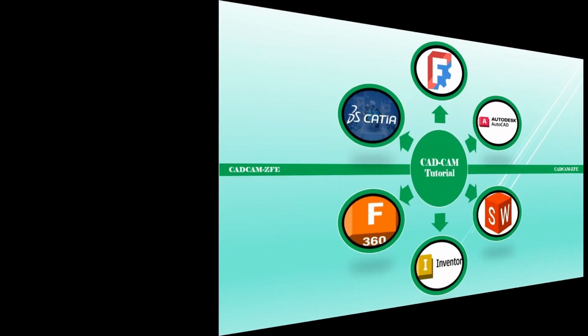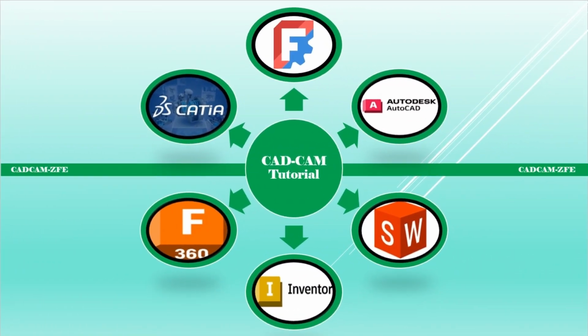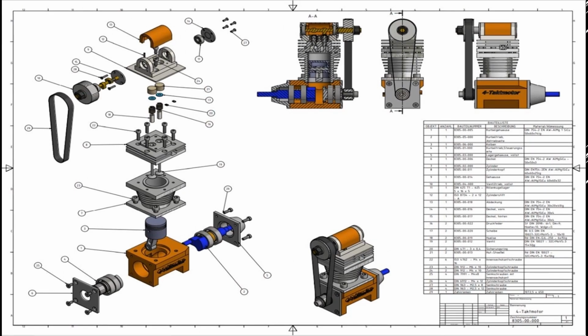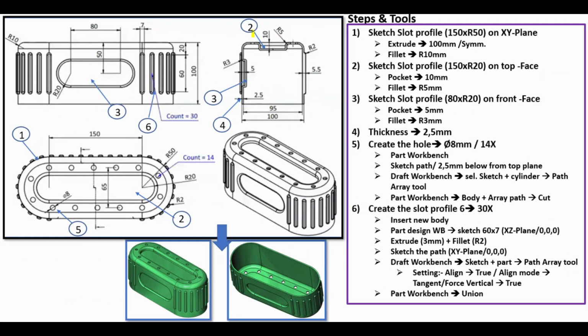In this tutorial, I will show you how to create a 3D model from an existing 2D drawing with the help of FreeCAD Part Design tools like Pocket, Thickness, Path Array, Cut, and Union. This is the exercise for today: we need to convert this 2D drawing with different workbenches into a 3D solid part. As you know, there are several ways or steps to create this 3D solid part. These are the steps and the tools that I used to create it.